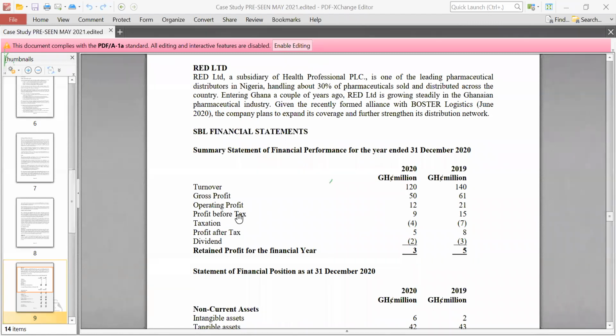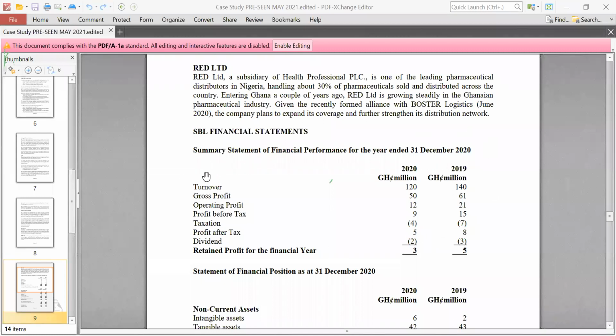Right? And now you have the next line as well. Profits before taxes. Then you have your taxation, and then you have your profit after taxes. Then you have some form of dividend that they pay out, some retained profits.